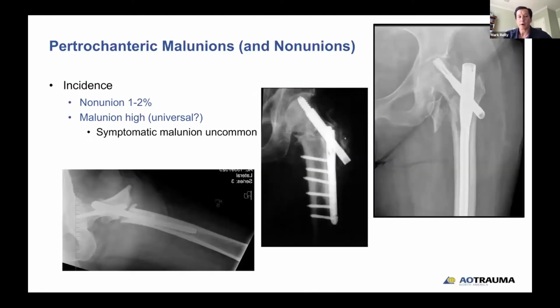For one thing, they're quite uncommon. Non-unions of the intertrochanteric femur are estimated to only be about 1% to 2%. And the ones that don't heal are oftentimes neglected or infected as a complication.